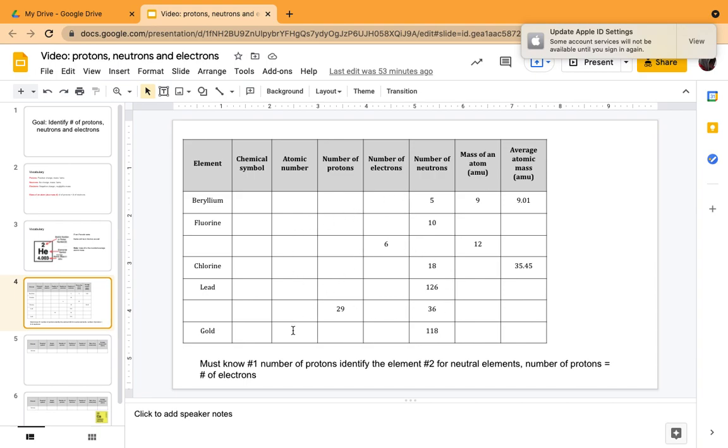In order to do this table, you do need to know a couple things. One is that the number of protons is really what identifies the element. And number two is that all the elements here are neutral. And remember that neutral means the number of protons equals the number of electrons. They give you just enough information on this table for you to be able to solve it, and you have to use all those components that I mentioned on this slide as well as previously.